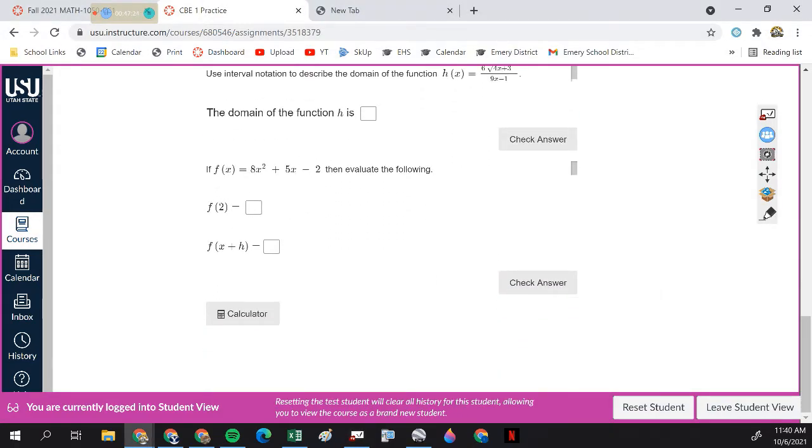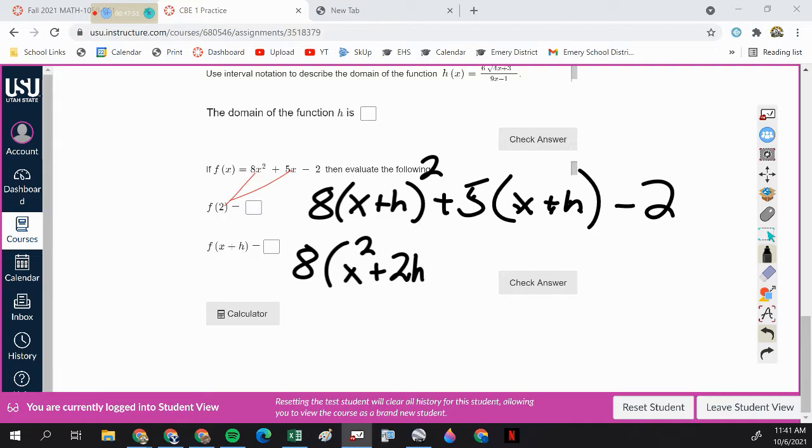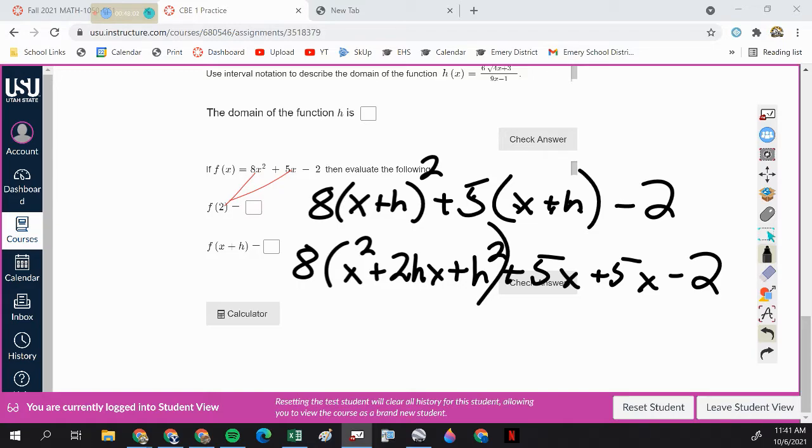Oh, this is tough. F of 2. You're just going to stick 2 in there and see what it equals. Piece of cake. What about f of x plus h? We're going to do this. So that is 8 times x squared plus 2hx plus h squared plus 5x plus 5h minus 2. Oh. Sorry, I went really fast again.